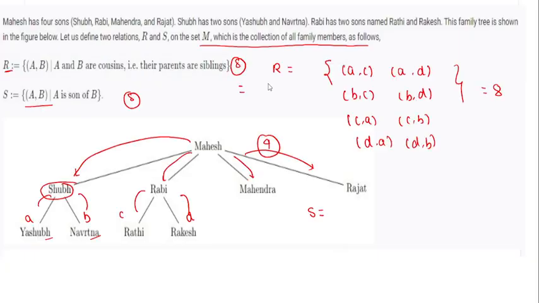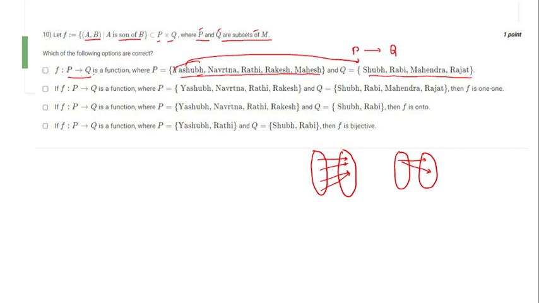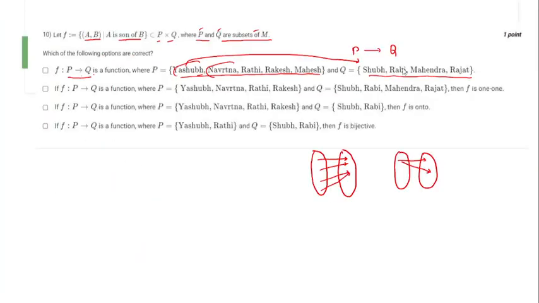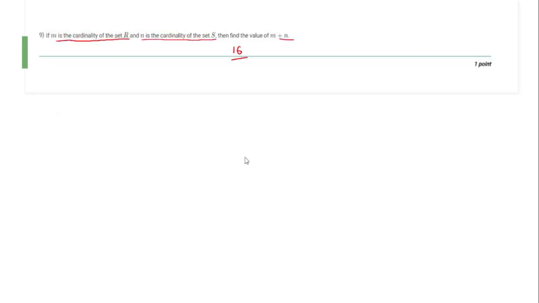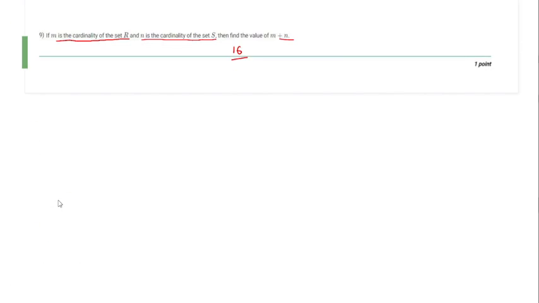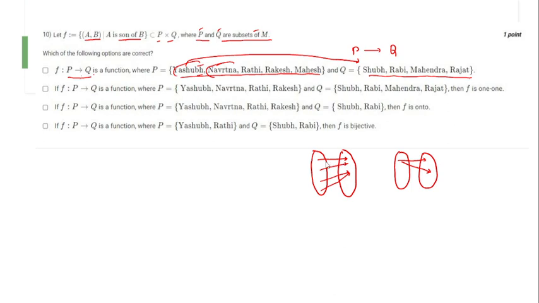Ysubh and Navratna will match to Rathi. There is no option which can match these, because Ysubh is the son of Subh, and Navratna is the son of Subh. The domain should be satisfied with the codomain. So that's why this cannot be a function.